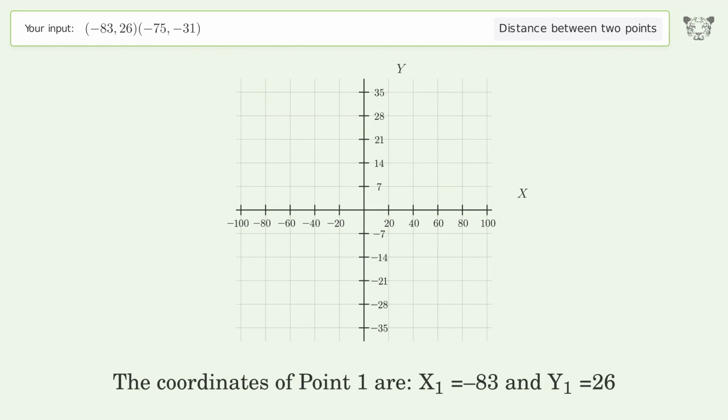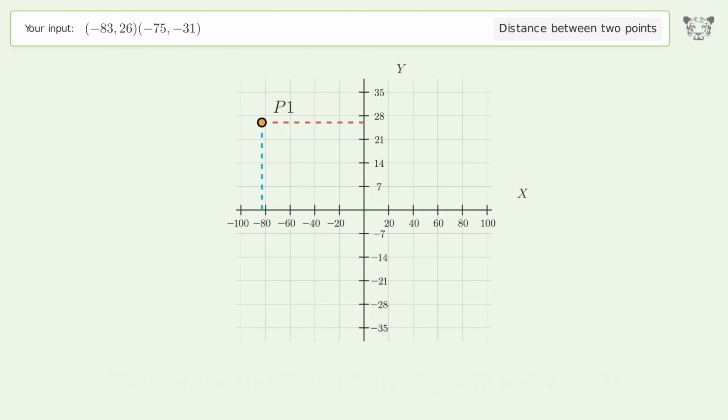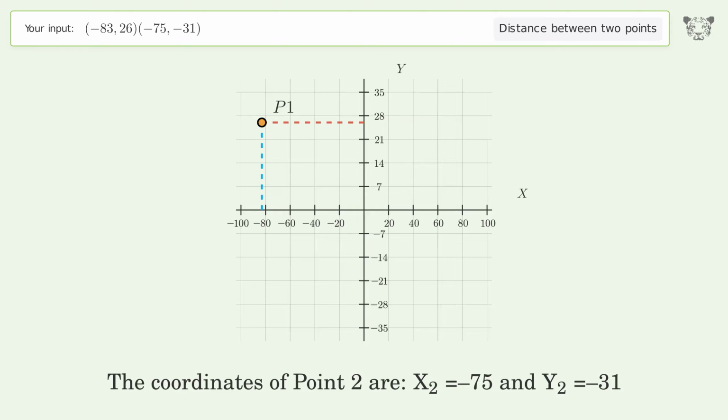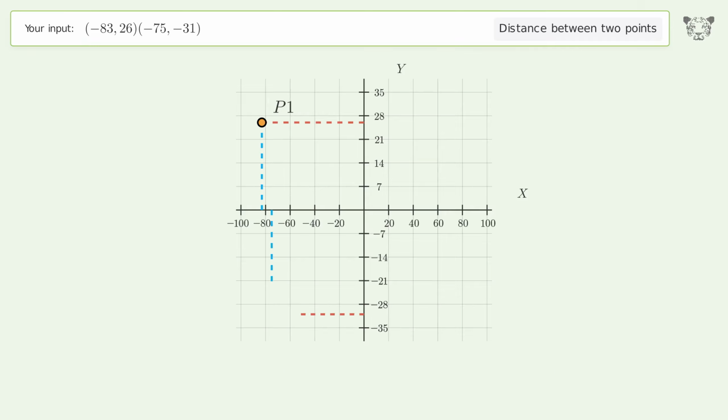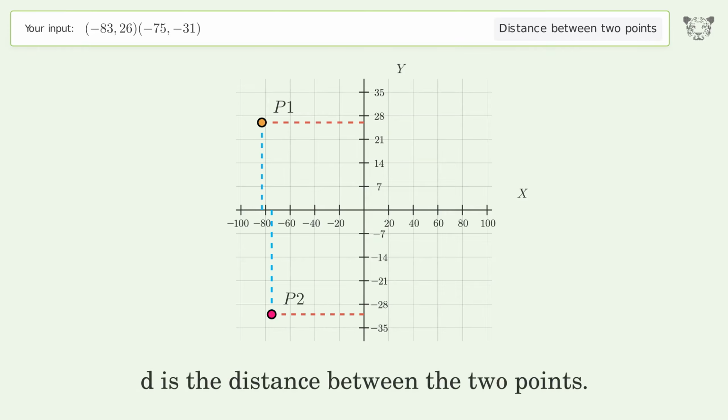The coordinates of point 1 are x1 equals negative 83 and y1 equals 26. The coordinates of point 2 are x2 equals negative 75 and y2 equals negative 31. D is the distance between the 2 points.